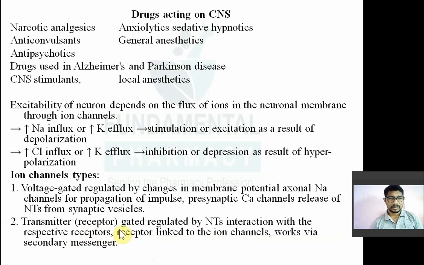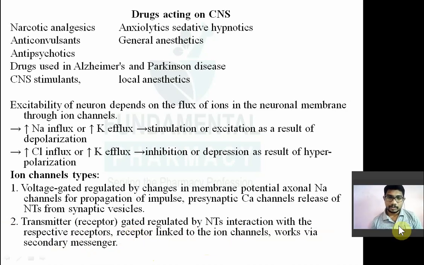For example, G protein coupled receptor bound ion channel. For example, GABA gated chloride ion channel. That is an example of transmitter or receptor gated or regulated neurotransmitter interaction. So what happens in this case? Transmitter receptor gated.